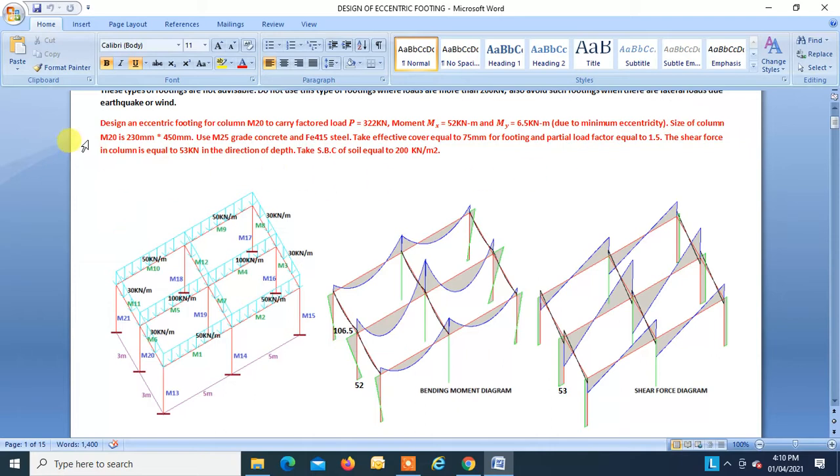Size of column M20 is 230 by 450. So 230 in this direction and 450 in this direction. Use M25 grade concrete and Fe415 steel. Take effective cover equal to 75 mm for footing and partial load factor equal to 1.5. The shear force in the column is equal to 53 kilonewton in the direction of depth. Take the SBC of soil equal to 200 kilonewton per meter square.